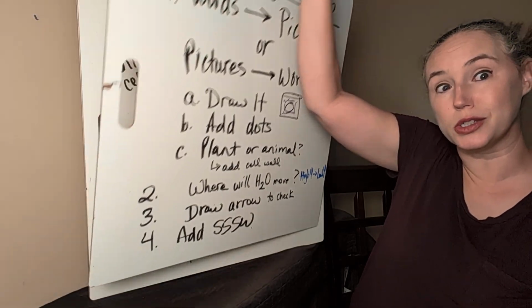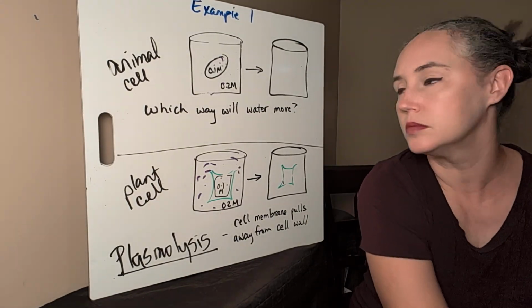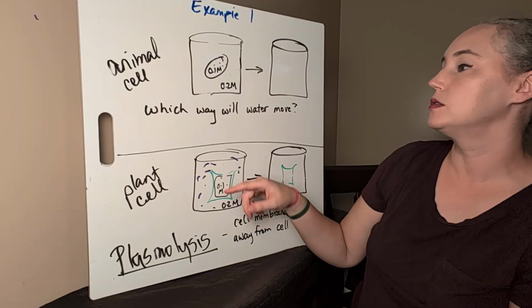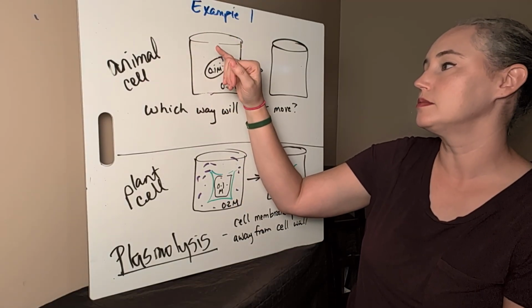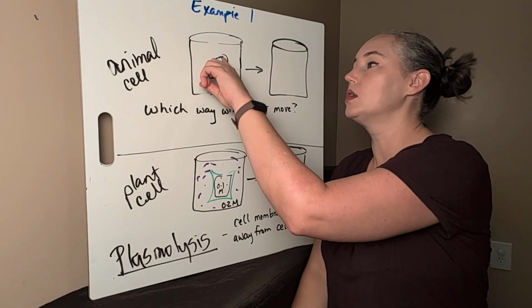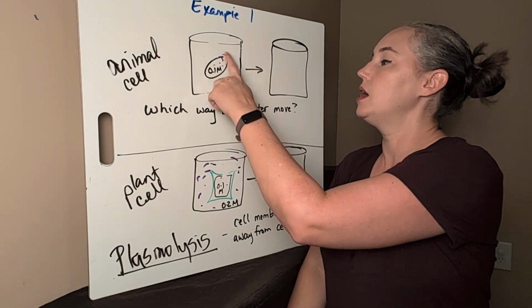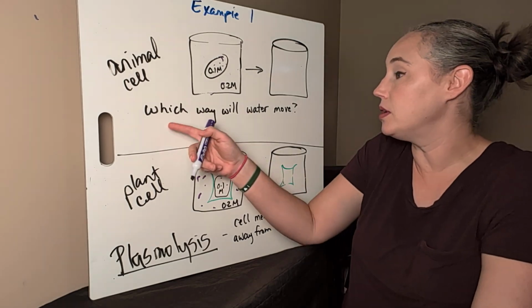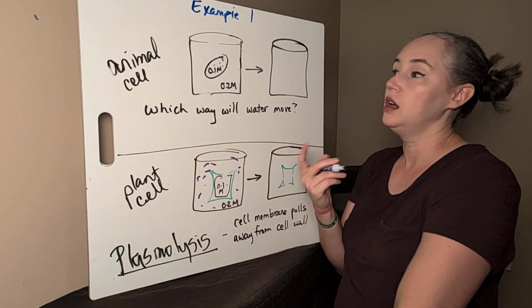All right, let's look at question 1. This is an easy one. So we're going to look at it in both animal and plant cells. If we have a beaker with an animal cell with a 0.1 molar cytoplasm and a 0.2 molar solution in the beaker, what's going to happen? Which way will water move?